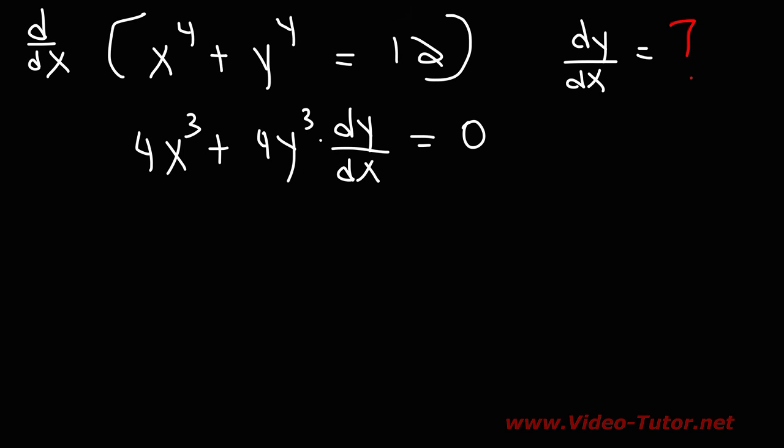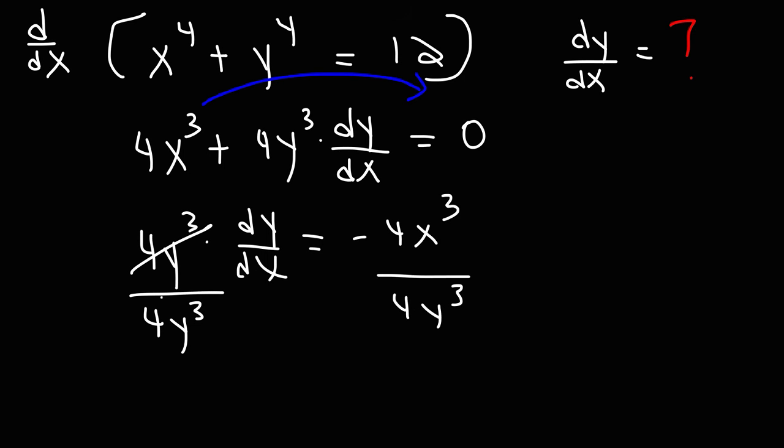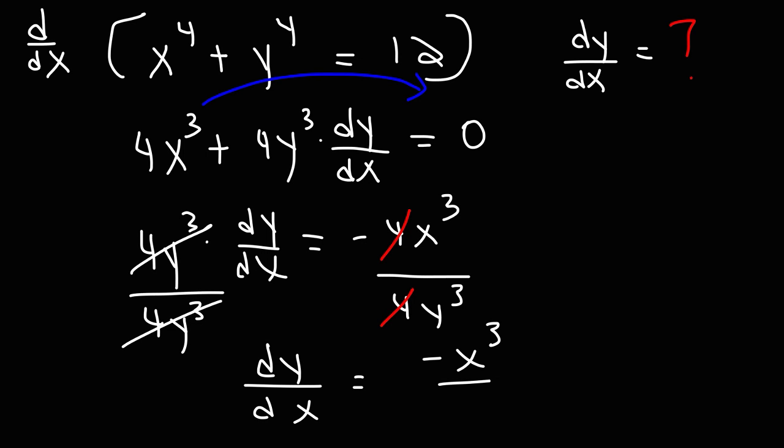So I'm going to take this term and move it to the other side. So I'm going to have 4y cubed times dy dx, and that's going to be equal to negative 4x cubed. And then all we need to do is divide both sides by 4y cubed, and then the 4's will cancel, and so we get dy over dx is equal to negative x cubed over y cubed. So that's a quick and simple example of how to perform implicit differentiation.